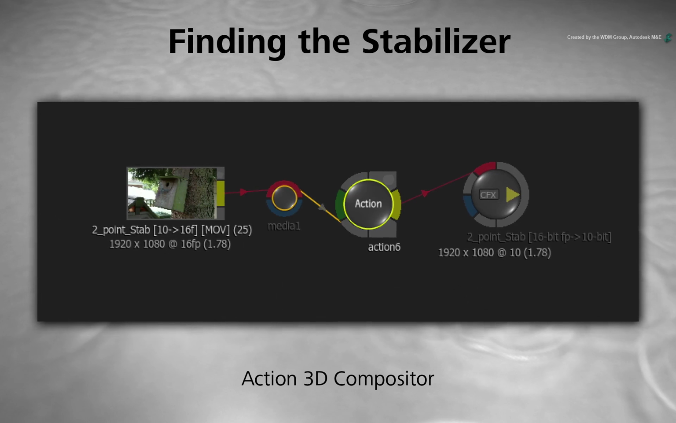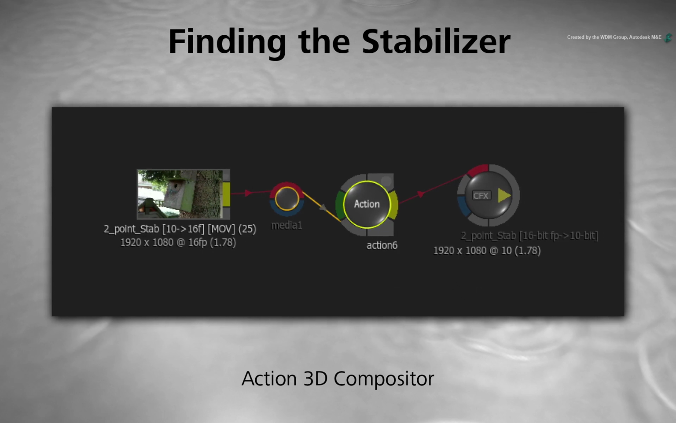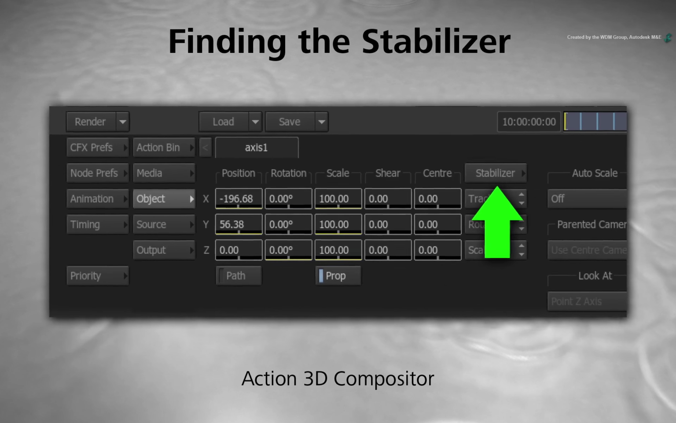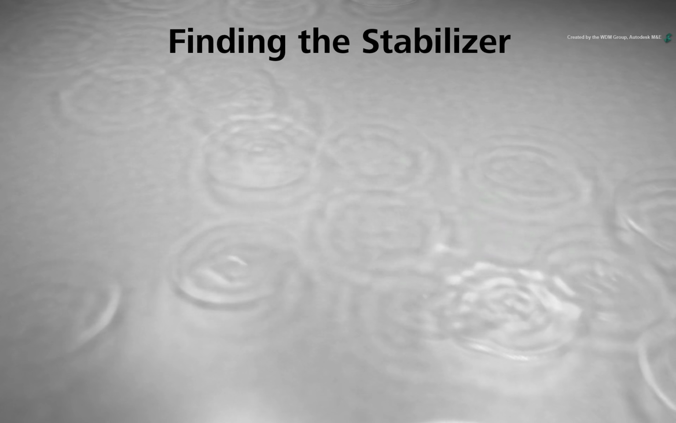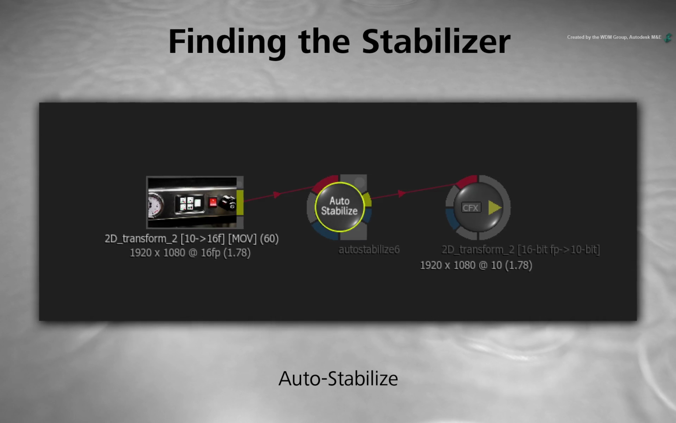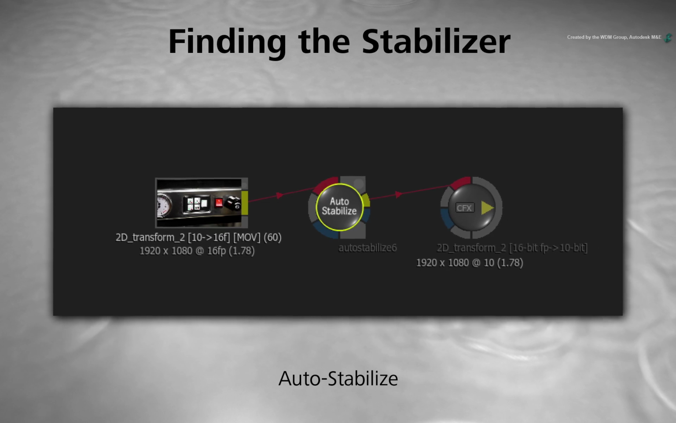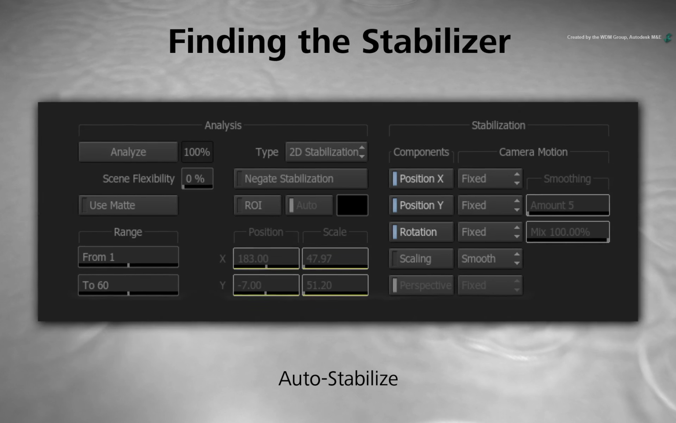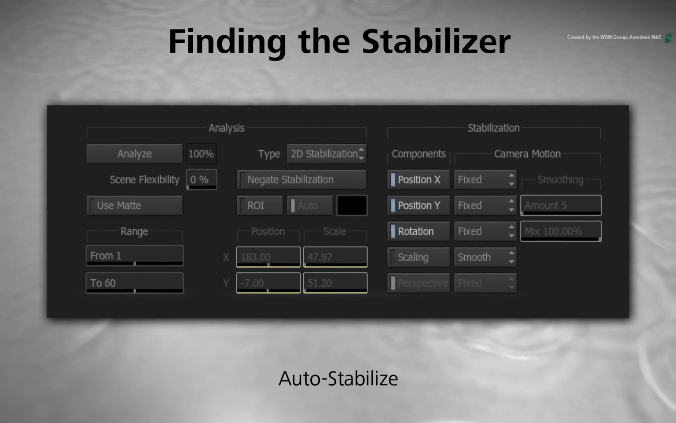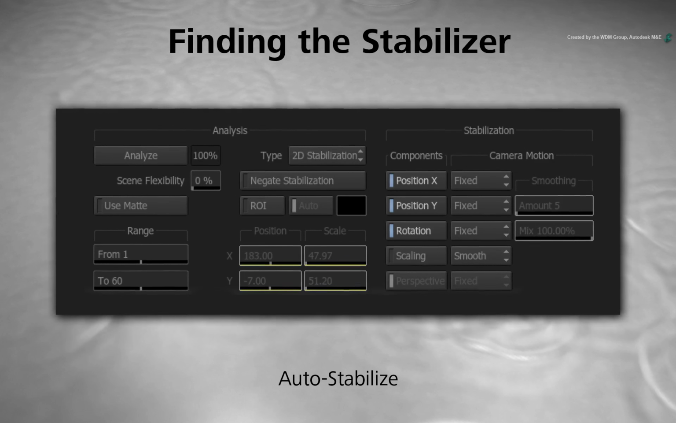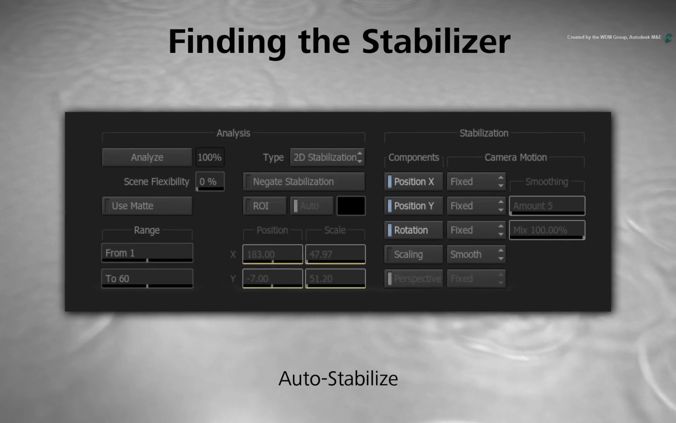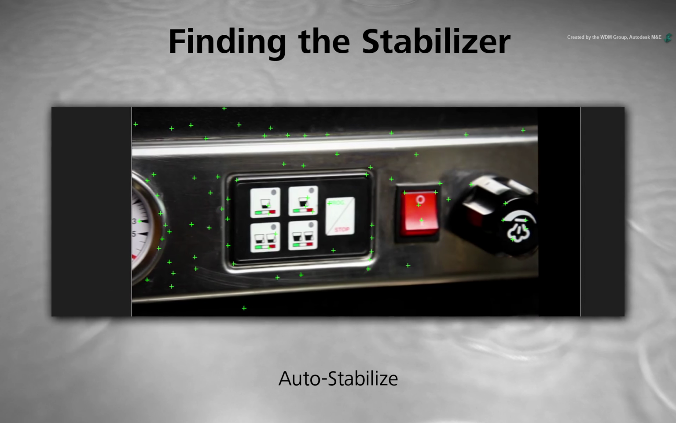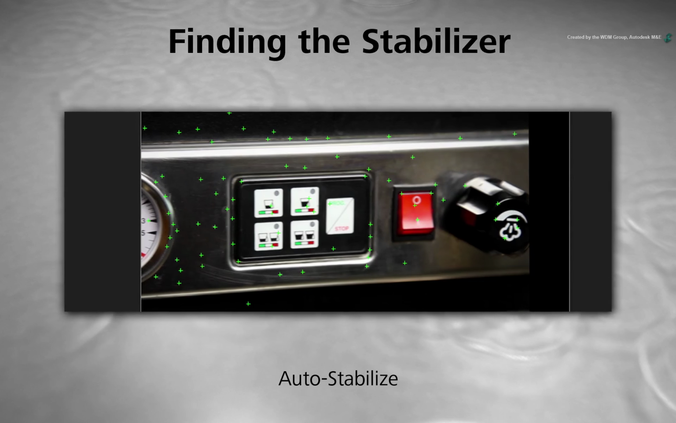But you can also stabilize an image when compositing in the Action 3D environment. The tools can be found in the Action Object menu. And finally, the last tool that can be used for stabilization is Auto Stabilize. All the stabilizers, with the exception of Auto Stabilize, use the same tracking method with single or dual point tracking. Auto Stabilize uses a blanket coverage of trackers and solvers to stabilize an image.